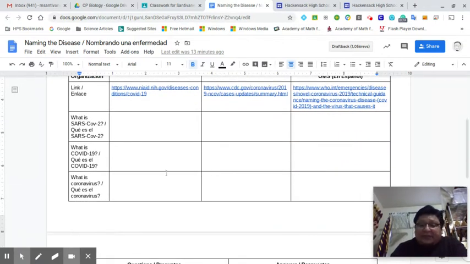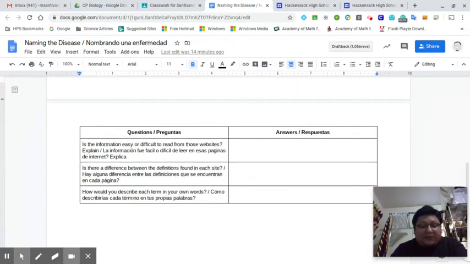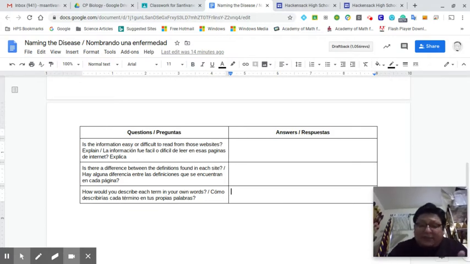So find the differences. How do they describe these three different names? Are they different? I know I found a few differences, so I want you to find them too. There are a few questions after it. Were they easy to read and explain? Are there differences in the definitions? Now that you've seen these definitions and everything you need to know about viruses, how will you describe them in your own words?